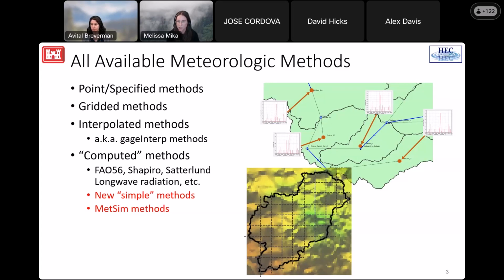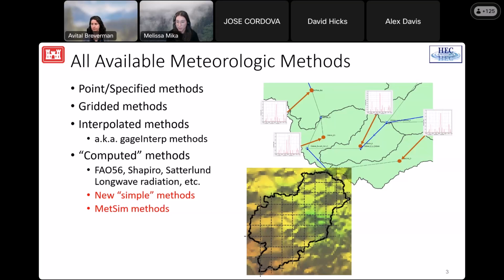Interpolated methods are a sort of combination of the point and grid methods where we interpolate spatially from point gauges. Some of you may remember or may have used the tool Gauge Interp. That has been integrated into HMS, and you can now do that virtually for all types of meteorologic data. So that's the interpolated method. And then what we call computed methods rely on various equations and input data to calculate the variables. So the Hammond method is one example of a computed method, which is calculating evapotranspiration using temperature data.